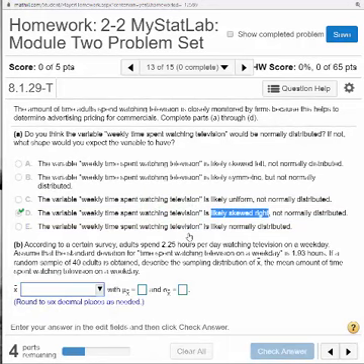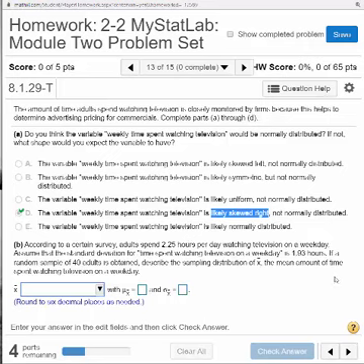According to a certain survey, adults spend 2.25 hours per day watching television on a weekday. So that's an average. They're telling you the average there. Assume the standard deviation for time spent watching television on a weekday is 1.93 hours. So they're giving you the standard deviation. If a random sample of 40 adults is obtained, describe the sampling distribution of X bar.